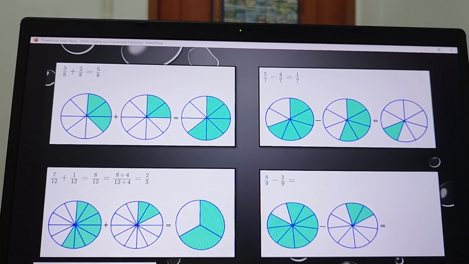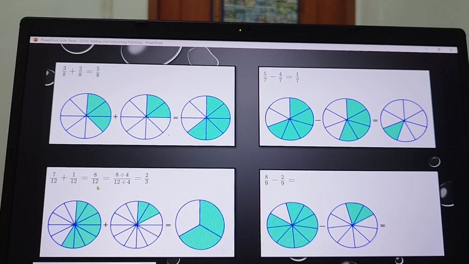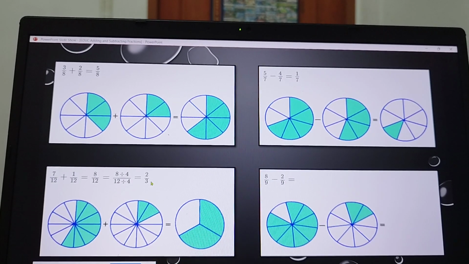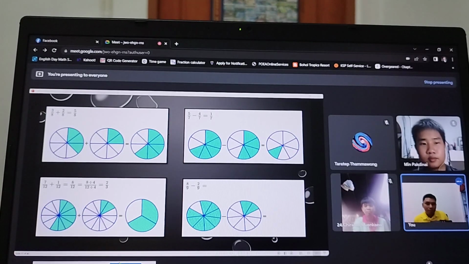See? Easy, right? So 8/12, to simplify, just divide the numerator and the denominator by 4. So 8 divided by 4 is 2, 12 divided by 4 is 3. So the final answer is 2/3. And by the way, 8/12 and 2/3 are the same value. That is called an equivalent fraction. Okay, very good, Pakdinay.